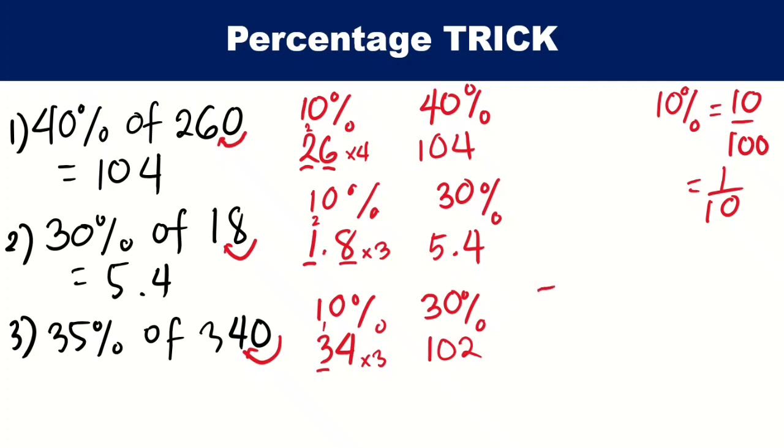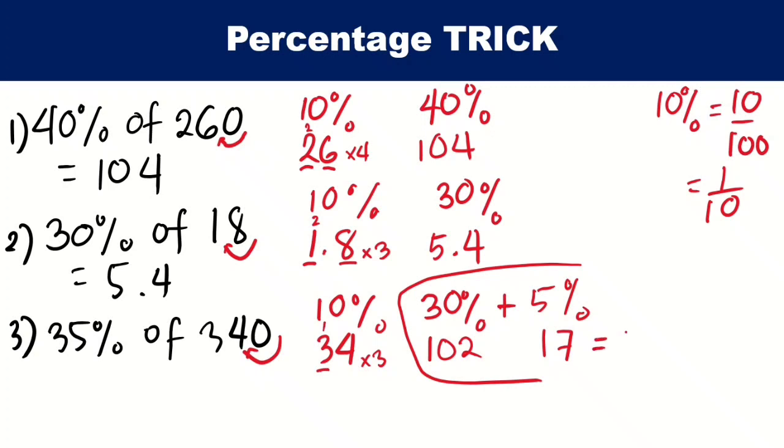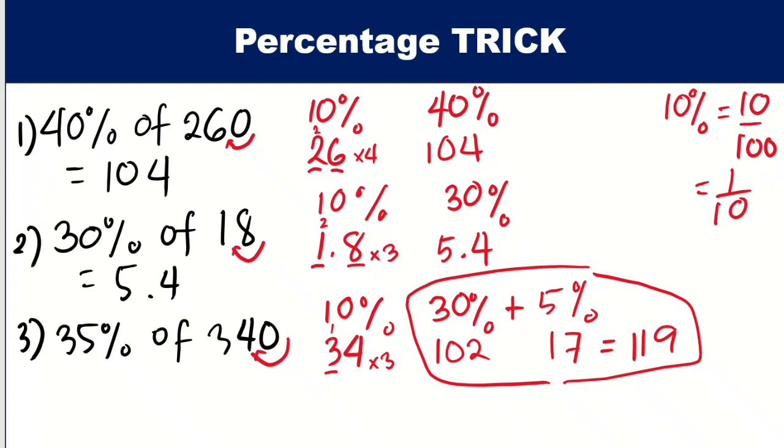Next is the 5%. So we got already the 30%. We're left with the 5%. The 5% is simply half of the 10%. So half of 34 is 17. Now we simply add these two together because this gives us the 35%. And the result is 119. So therefore, the answer is 119.